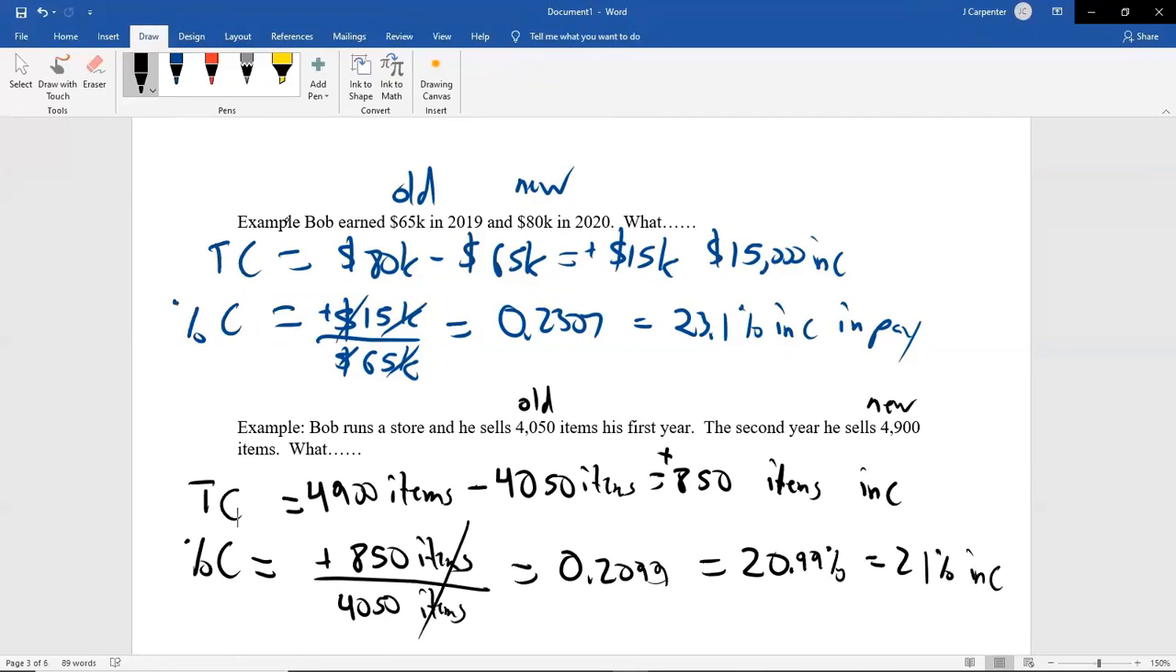So he sold 21% more items. Maybe it's 21% more item types. Maybe it's just items in general. I don't know, and we don't care for the context of this problem.